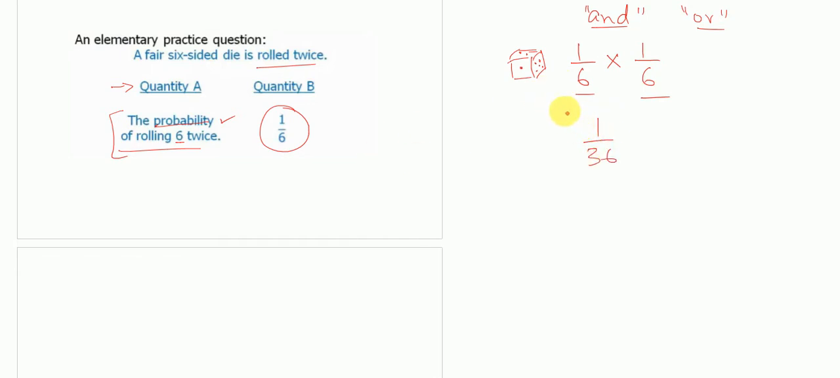So that's your quantity A. What is your quantity B? It's 1 divided by 6. Clearly, since this value is smaller than 1 over 6, our quantity B will always be greater. So it means that out of the 4 options that we have, our right option is quantity B.